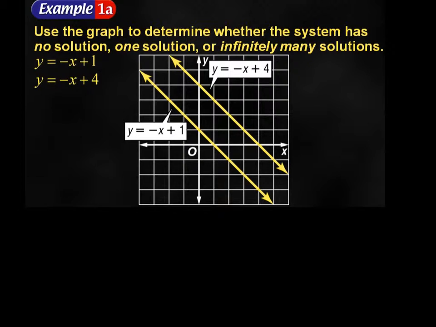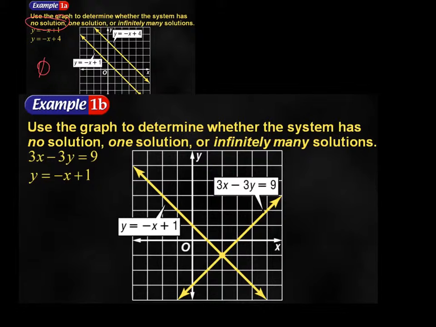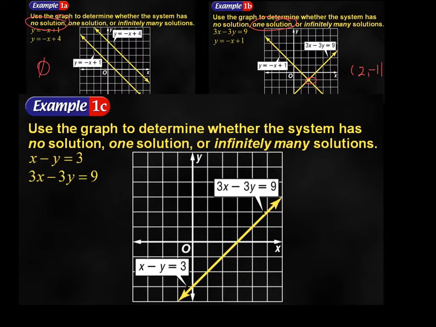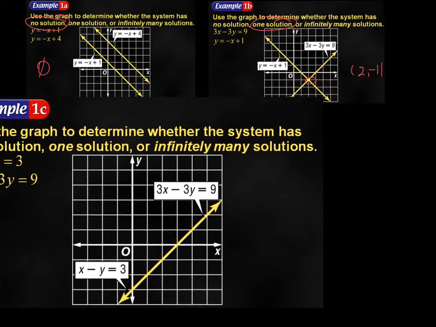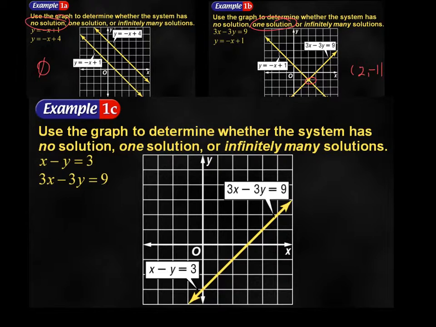Use the graph to determine whether the system has no solution, one solution, or infinitely many solutions. They are parallel lines. They do not cross. There is no solution. This one, we can see where they cross. They cross at (2, -1), so that is one solution. These two lines lie on top of each other, so if a point is on one line, it's on both of them, so that is our infinitely many solutions.